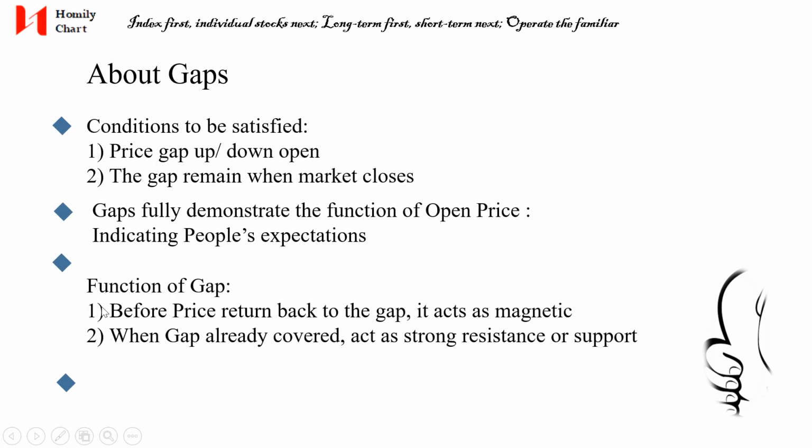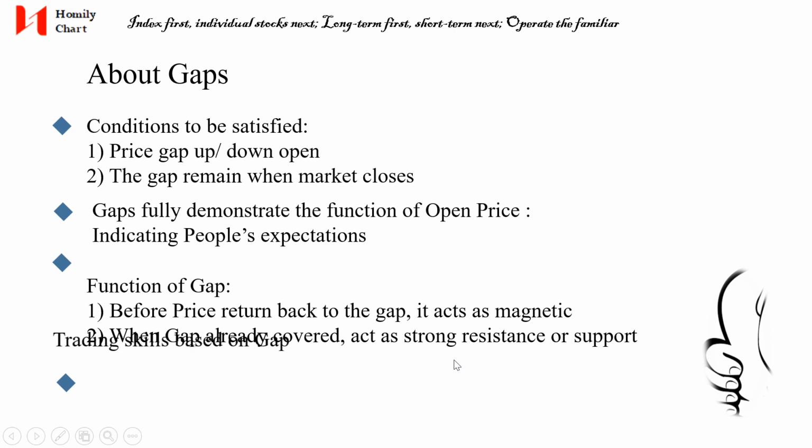Okay, so repeat again. Before the price returns back to the gap, it acts as a magnet. But when the gap is already covered, it would act as strong resistance or support. If price is below the gap and the price reaches the gap, that's resistance. But if the price is above the gap and the price reaches the gap, covers the gap, and then it is strong support.